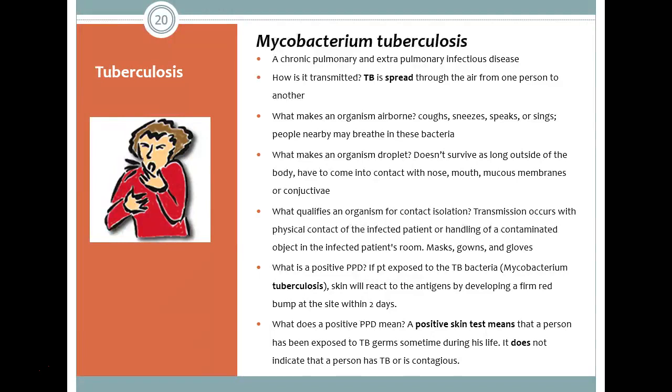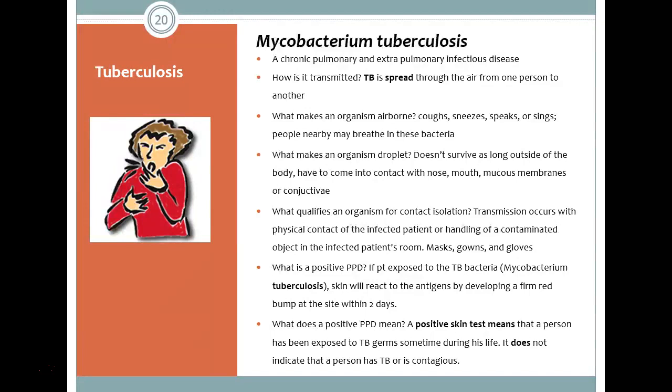If a patient is on contact isolation instead of droplet or airborne precaution, contact isolation means that you must come into physical contact with the infected patient or handle contaminated objects from the patient's room. So like mask, gown, gloves, anything from the patient's room that could have that bacterial infection on it.